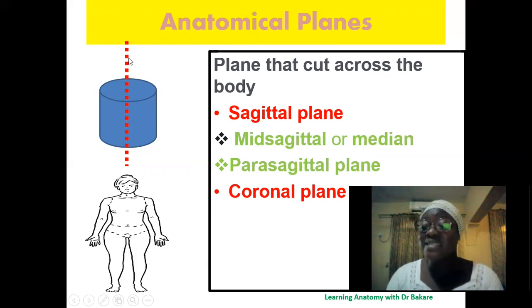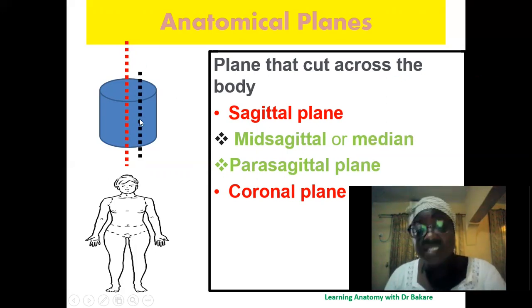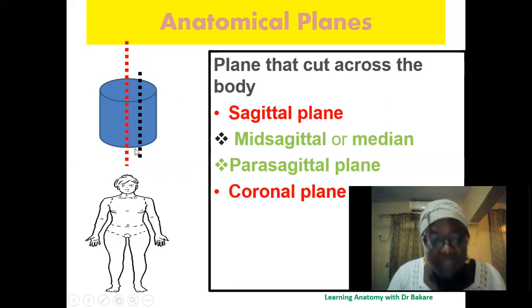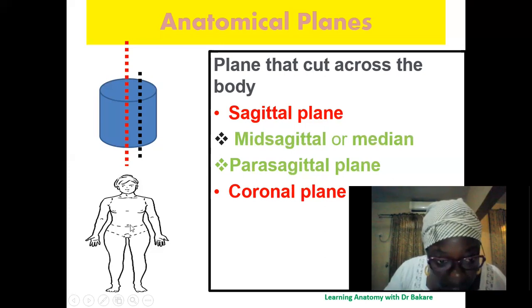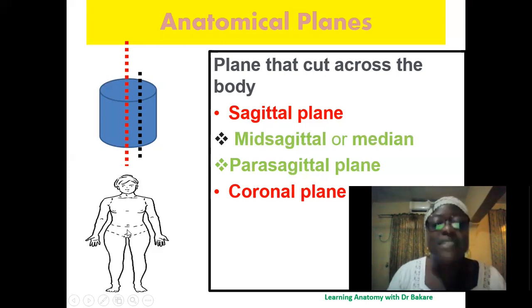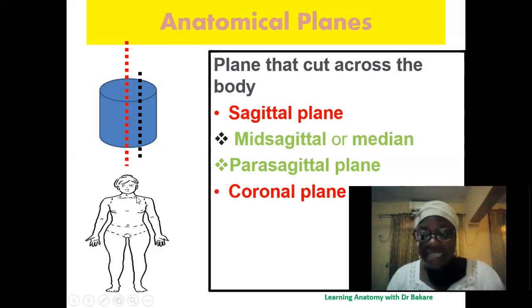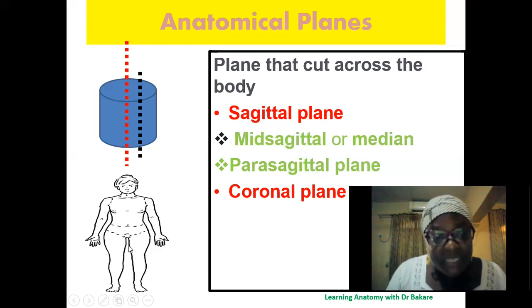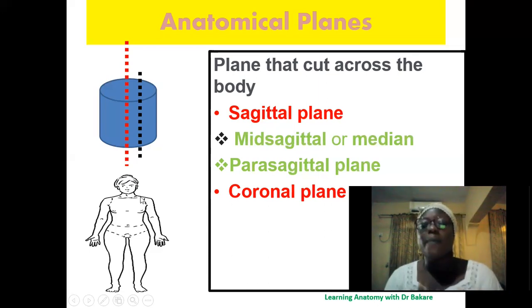For it to be mid-sagittal, it means it must run along the center. So the vertical plane must be drawn along the center, while the parasagittal runs longitudinally, but it is not along the center. So it means you have a line being drawn along this plane. This is sagittal, and specifically it is mid-sagittal because it's along the median plane. But if it is also vertical, but it is not running through the median plane, we call it the parasagittal plane.